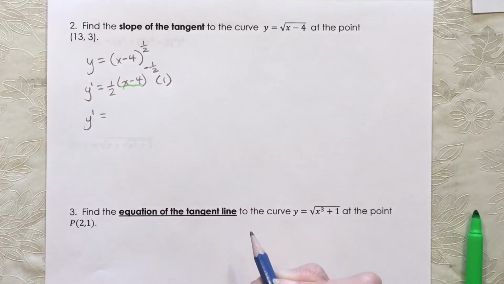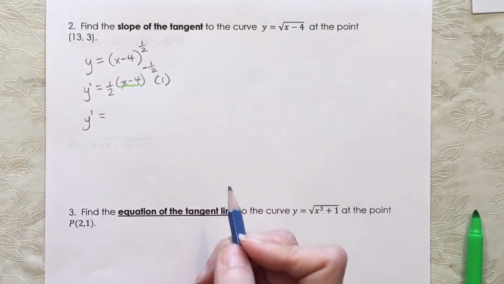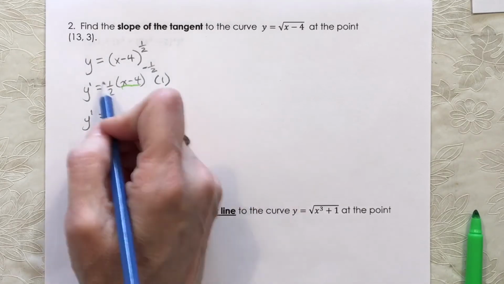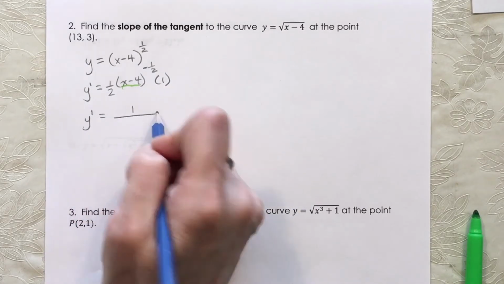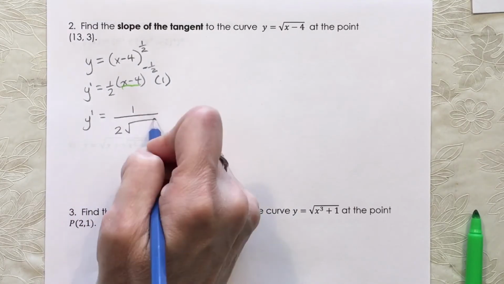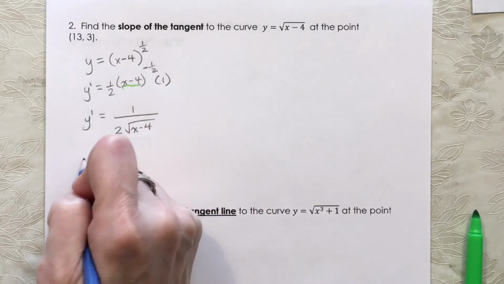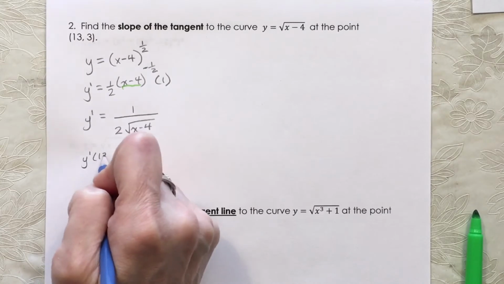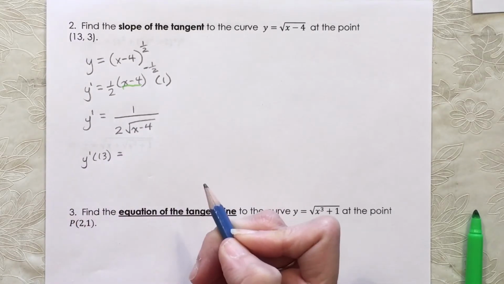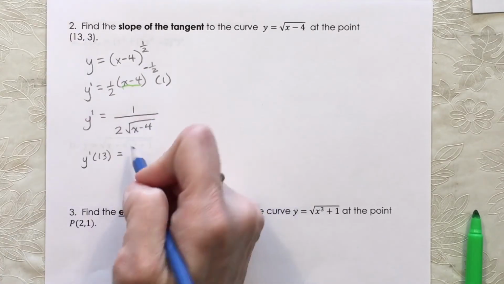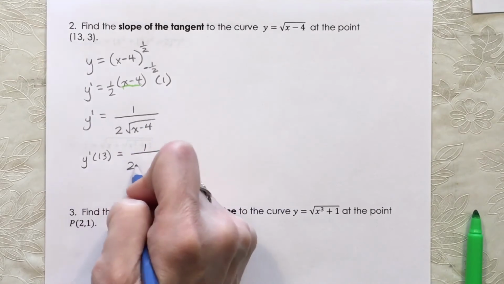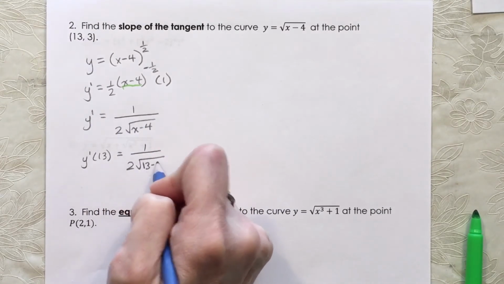You don't have to simplify it unless it helps you to substitute the number 13 in, which I think maybe for me it does. So I'd have 1 left on the top, and then 2 times the square root of x minus 4 in the bottom. And then if I want to find y prime at 13, which is going to tell me the slope of the tangent at that point, it's going to be 1 over 2 times the root of 13 minus 4.